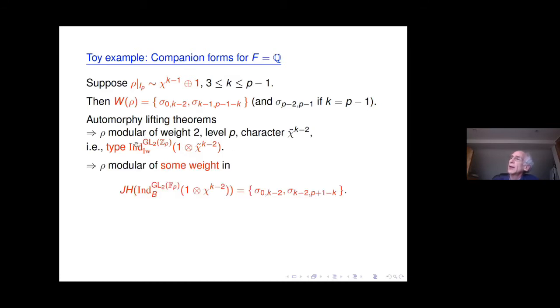So from this modularity result, that it's modular of this type, it follows from what I was explaining in previous lectures that it has to be modular of some weight that's a Jordan-Holder factor of the reduction of this type. And these are the Jordan-Holder factors. In particular, sim k minus 2 is a Jordan-Holder factor, but so is this other representation. So you know it's modular of one of these weights, but it can't be modular of this weight.